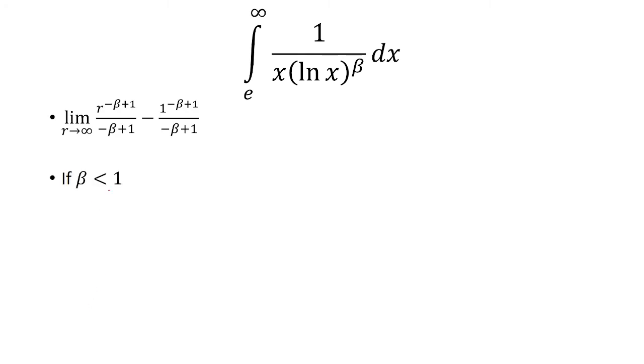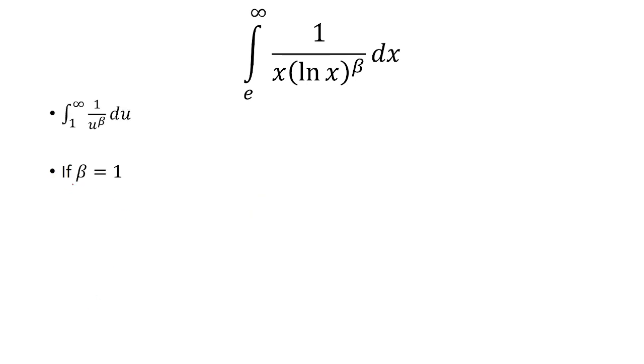Now I'm going to consider beta being less than 1. So now negative beta plus 1 is going to be positive. So this will be r to a positive number over a positive number, and this will definitely go to infinity. So we have infinity minus some constant here, and so this has to be infinity.